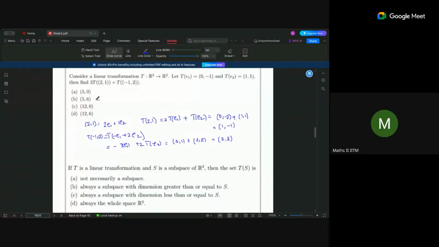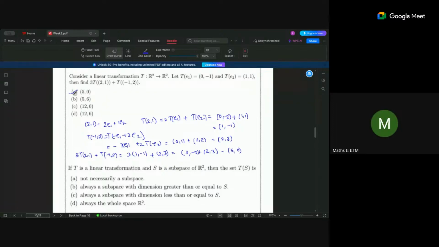Yes. Now 3 times T of (2, 1) plus T of (-1, 2) is nothing but 3 times (1, -1) plus (2, 3). So (3, -3) plus (2, 3). So what's the final answer? Option A, (5, 0).